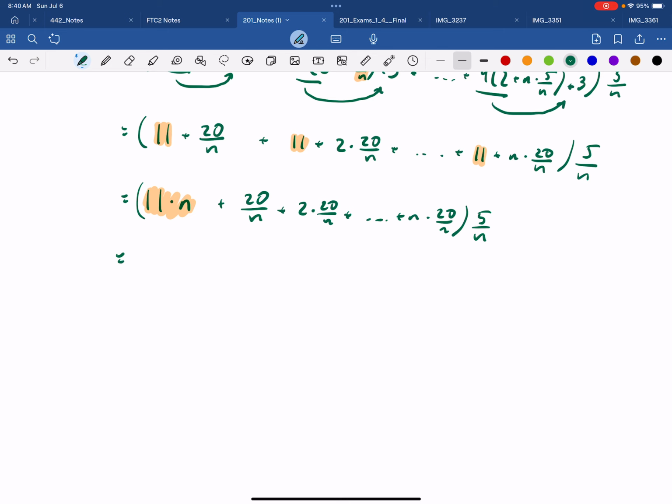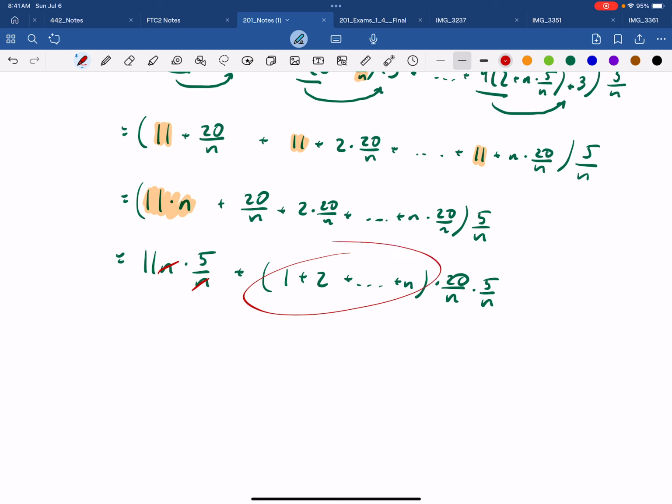So I guess what we could do is distribute a little bit and get 11n times 5 over n, plus, and I could factor out the 20 over n, couldn't I? I could get 1 plus 2 plus and so on, plus n, times 20 over n times 5 over n. And maybe you notice, oh, look, the n's cancel there. But what's going on over here?